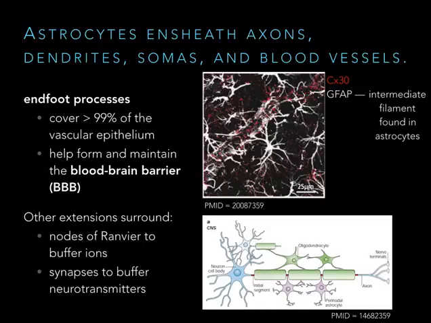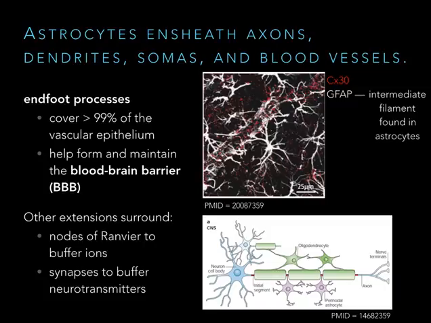And you can see that they do have some extensions that are just kind of radiating out, but there's clearly an organized structure here. There's this blood vessel running from the bottom left corner up through the middle of the field of view here. And all the astrocytes are kind of surrounding that blood vessel.